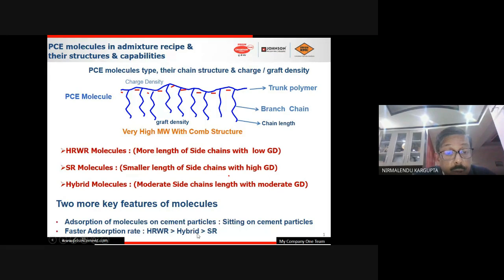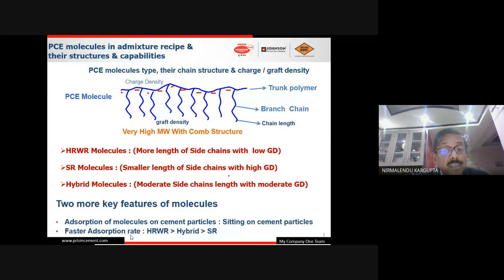And here the main point is the faster adsorption rate. The adsorption rate depends on the graft density. This is a very important parameter for understanding molecule features. For HRWR the graft density is lowest, then hybrid is moderate, and slump retainer graft density is very high.